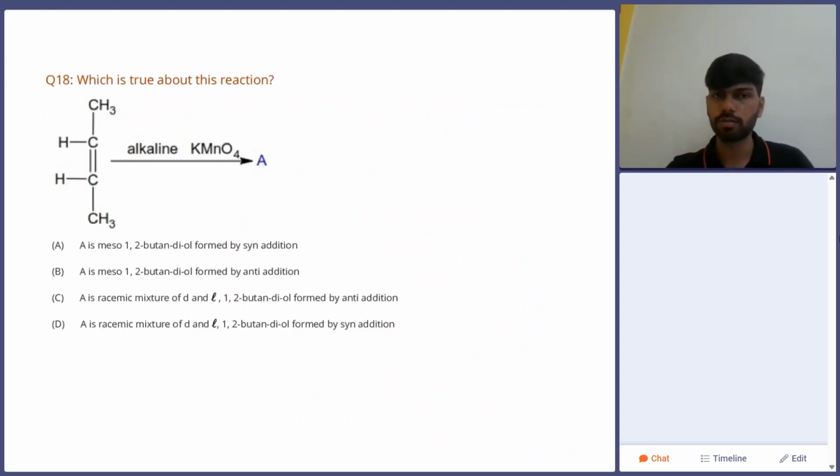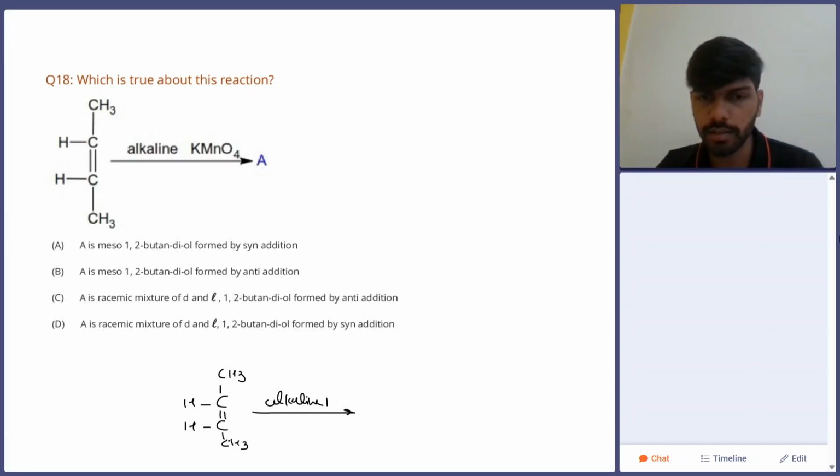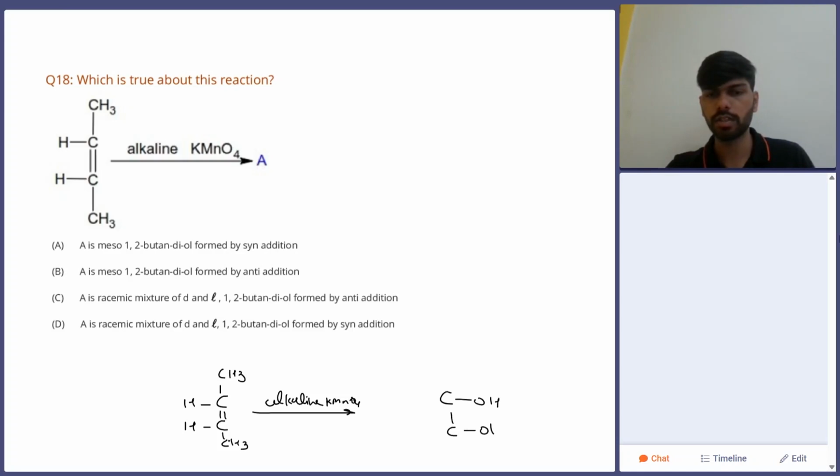Okay, so here, which is true about this reaction? So here this is your reaction, C double bond C, CH3 H H CH3, reaction happening in alkaline KMnO4, Baeyer's reagent, that tests whether the carbon compound is saturated or unsaturated. So here a diol will form, and that diol is like this in presence of this, and this is syn addition. Okay, same side groups will be attached on the same side.